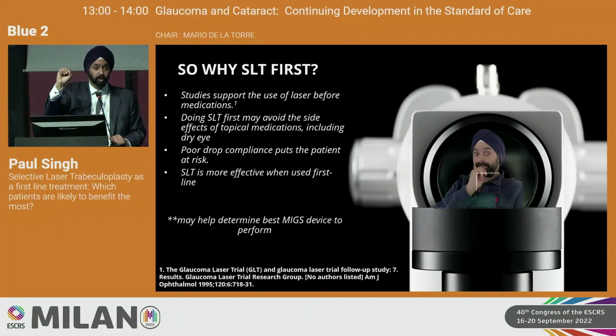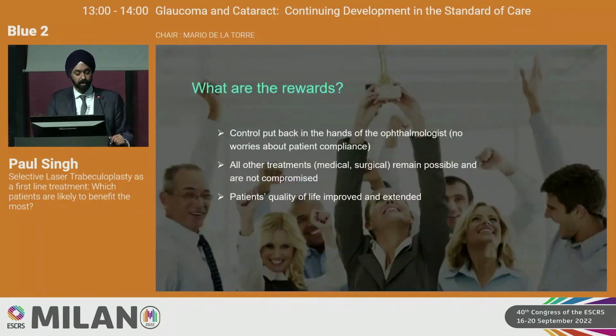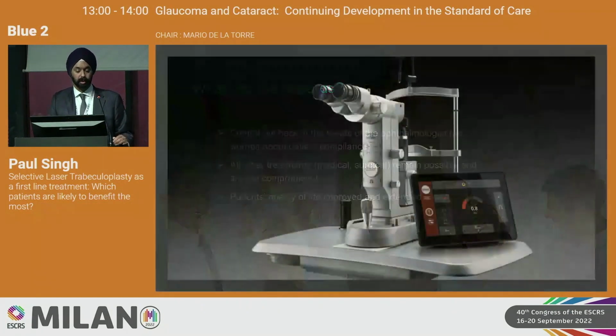If it works on the level of the trabecular meshwork, and it doesn't work, because it works about 80% of the time, in that 20% of the time that SLT does not have efficacy, does that tell you the resistance is in the canal or the distal channels? Does that help you decide what type of MIGS to perform? So there is diagnostic potential in my opinion. A lot of rewards: taking control back to us, not worrying whether a patient is taking medications or not. A huge benefit for us, and long-term control of glaucoma as well.